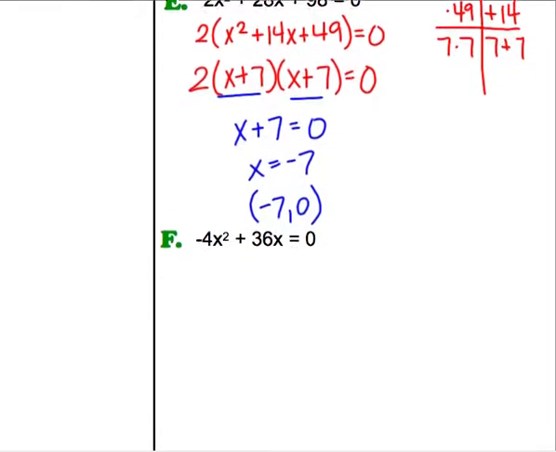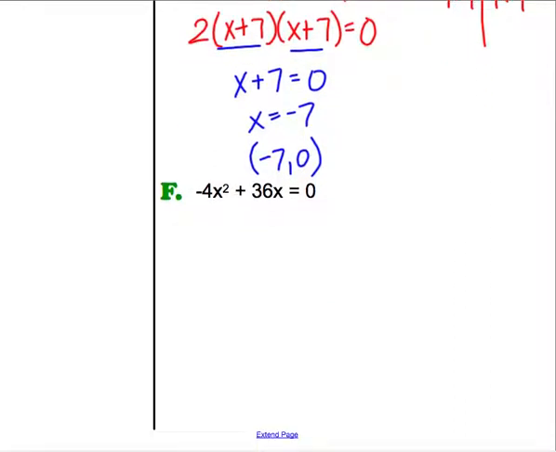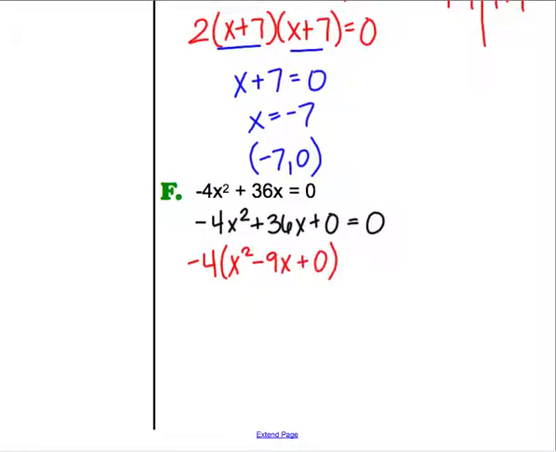Finally, this last one, I want you to pause it again, see if you can solve this one. This one's a little bit trickier, and then we'll come back to it. Alright, first thing I need to do is rewrite this as negative 4x squared plus 36x plus 0, and this equals 0. So now the next thing I want to do is factor out that negative 4. So when I factor the negative 4 out, I'm left with x squared minus 9x, still plus 0, equal to 0. I make my t-table, I need to multiply to 0, and I need to add to negative 9.